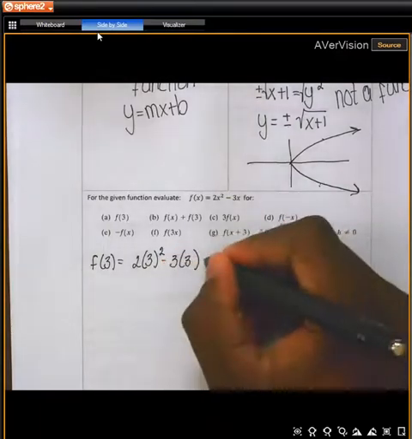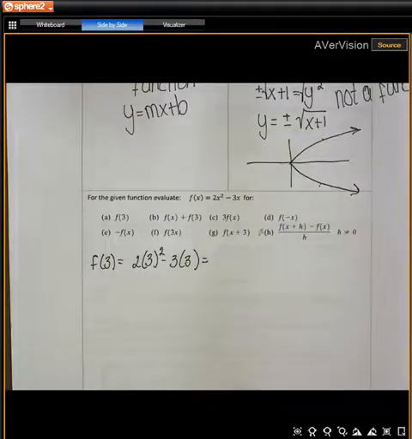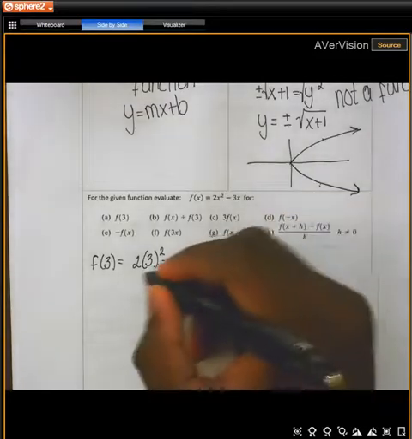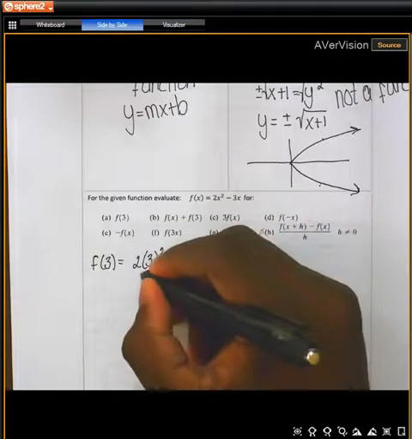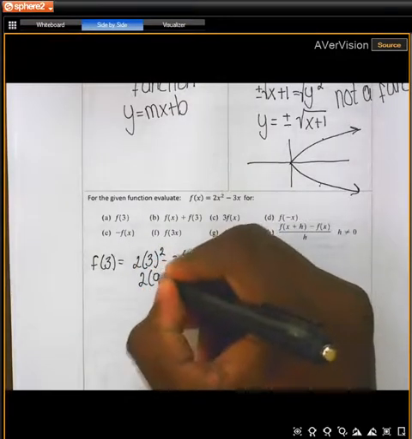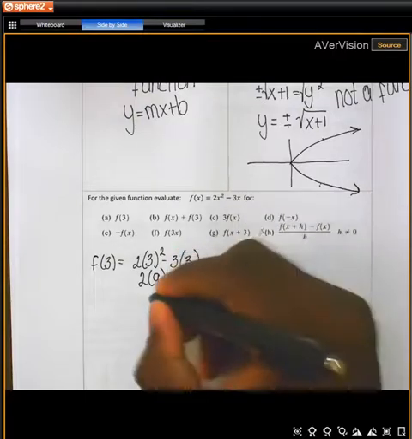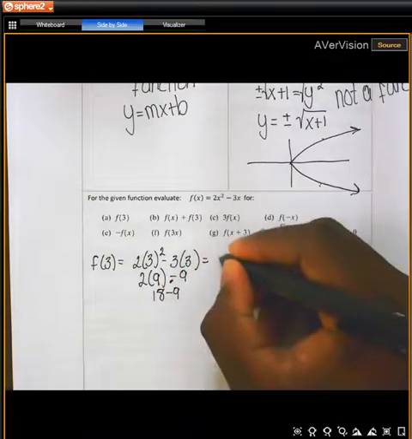So what do you get? What did you say? 9. I think so. Order of operations says we have to do the exponent before multiplying. So we get 18 minus 9, which is 9.